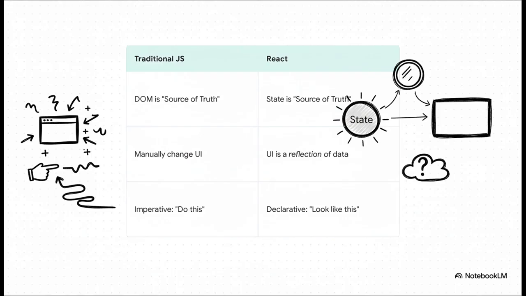In the old world, the web page itself, the DOM, was our source of truth. We'd literally check if a button had a certain class to figure out what was going on. But in React, our application state, just a JavaScript object, is the single source of truth. The UI, the entire web page, is just a reflection of whatever is in that data. We don't tell it how to change step by step. We just declare what it should look like based on the current state.